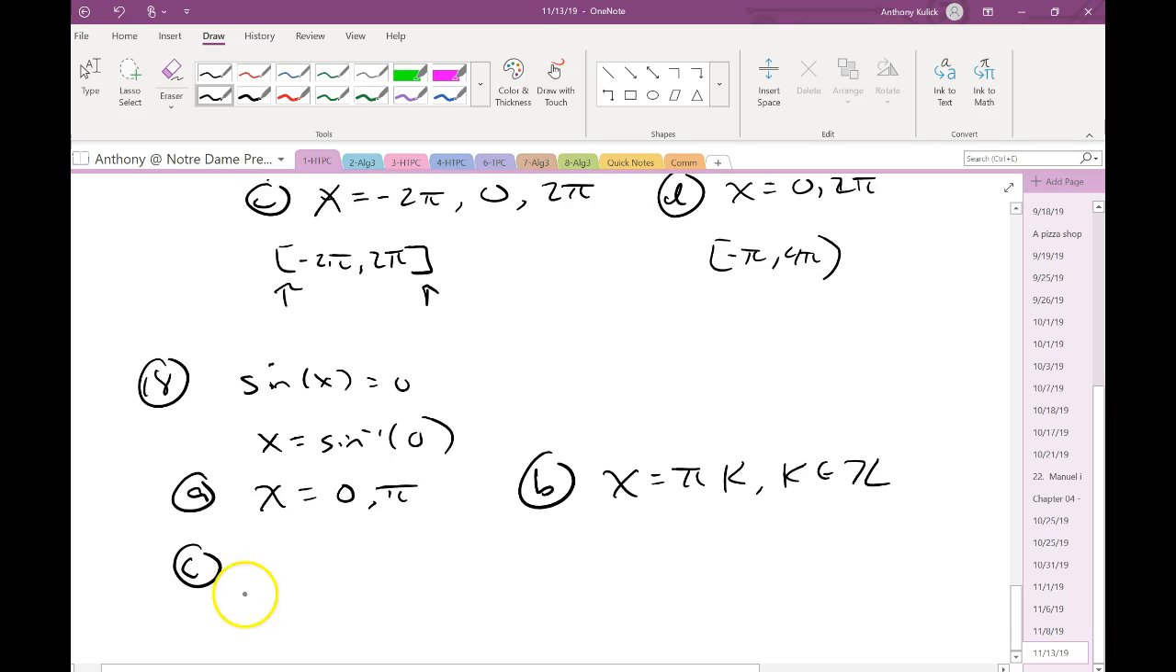For C, remember that we're going from negative 2 pi bracket to 2 pi bracket. So I have answers, if I subtract 2 pi from 0, I have 0, I have pi, and then if I subtract 2 pi from pi, I have negative pi. And then because 2 pi is in a bracket here, unlike this one where the 2 pi was in a parenthesis, I also get 2 pi on that one.